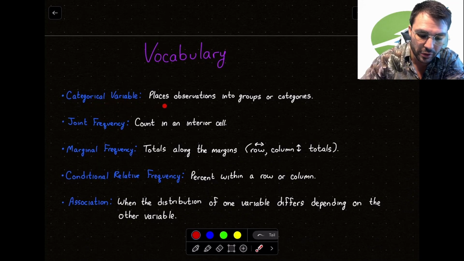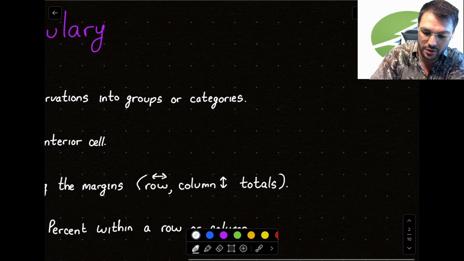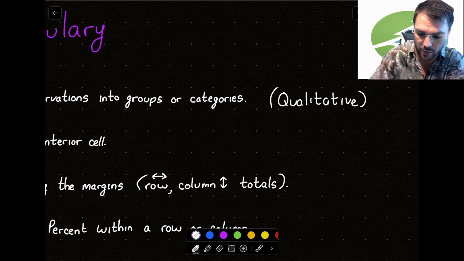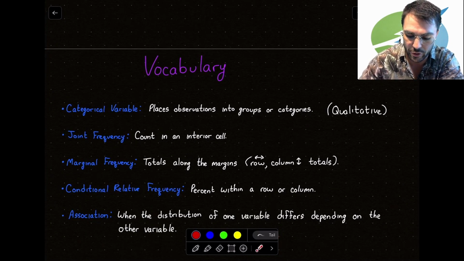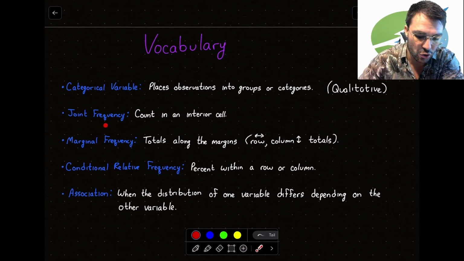A categorical variable places observations into groups or categories. This type of data is considered qualitative. I usually need to sound that word out whenever I spell it. This is the kind of jargon you're going to be hearing often in a statistics course. Qualitative data refers to categorical data, whereas quantitative data refers to numerical data. Okay. Next, joint frequency, the count in an interior cell.